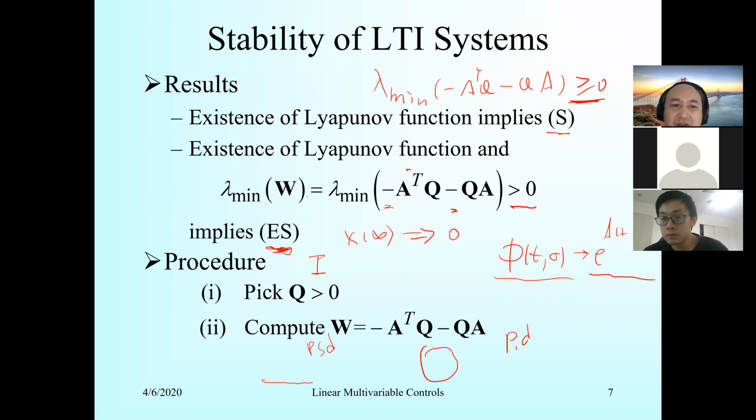The procedure to check exponential stability is to make sure your Q is positive definite, and you compute the W. If W is positive semi-definite, then it is stable in the sense of Lyapunov. If it is strictly positive definite, then it is exponentially stable.